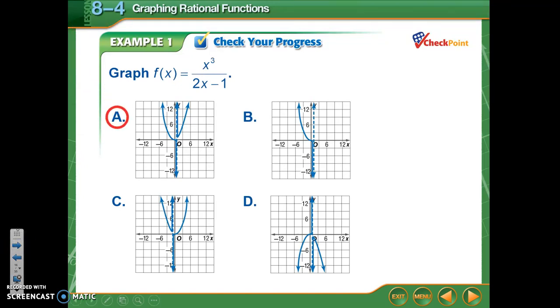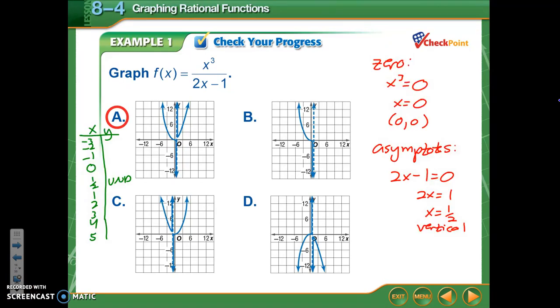Okay, hopefully on your notes you followed the steps and you found the zeros and the asymptotes and then did a table. So step 1 is to find the zeros. We end up with the point 0, 0 right here. And then I find my asymptotes. My vertical asymptote comes from setting the denominator equal to 0, so I get x equals 1/2, which you can see with that dotted line right there. And then since the degree of the numerator is larger than the degree of the denominator, there's no horizontal asymptote.